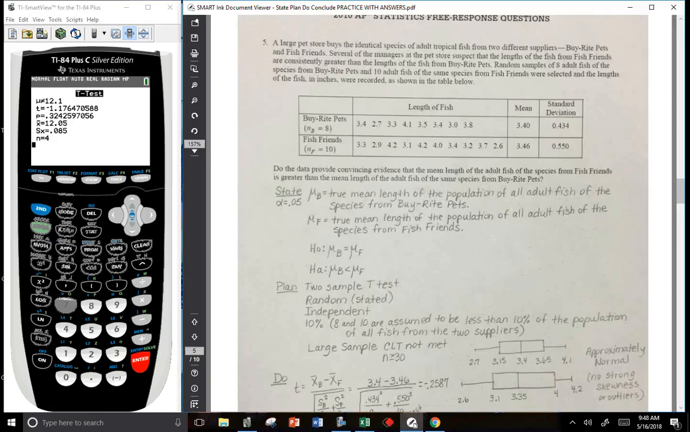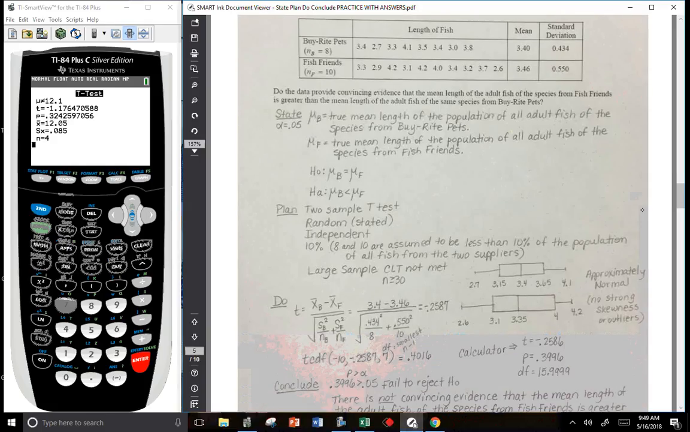Stated is okay. If you shorthanded and just put random, are they going to count? I would at least put stated because they want some proof that you know it's random. What do you have to write for independent again? I would just say that the fish length doesn't affect other fish lengths or something like that. Each fish pulled is not dependent on another fish.